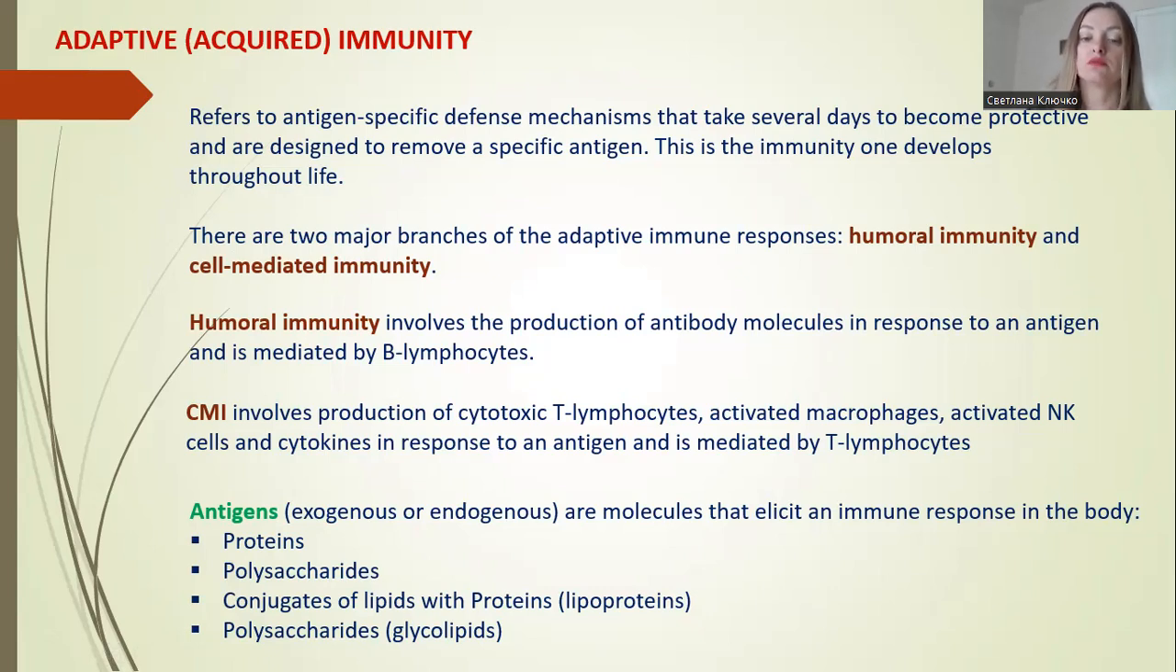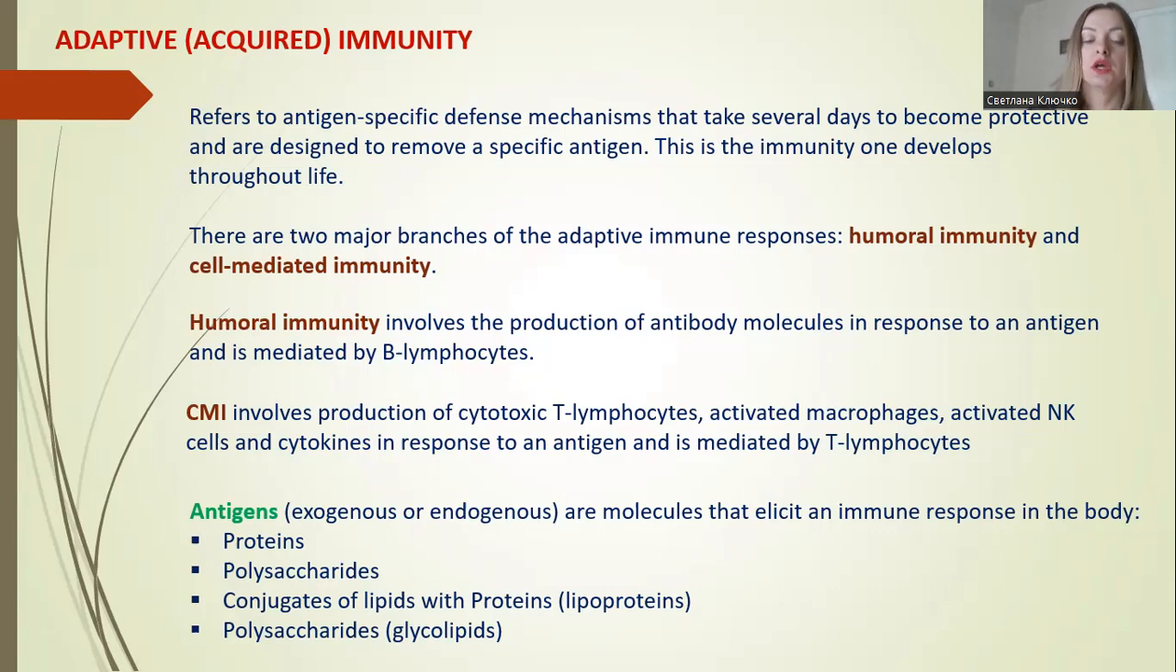Humoral immunity involves the production of antibody molecules in response to an antigen and is mediated by B lymphocytes. B lymphocytes differentiate into plasma cells in peripheral immune organs, and plasma cells secrete antibodies. Cell-mediated immunity involves production of cytotoxic T lymphocytes, activated macrophages, activated natural killer cells, and cytokines in response to an antigen and is mediated by T lymphocytes.